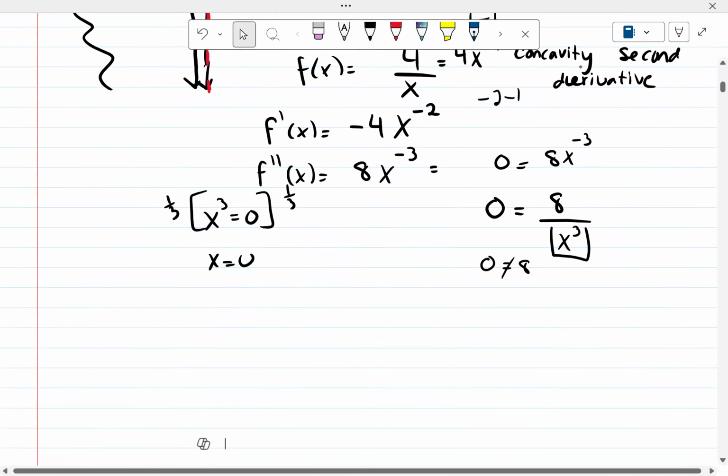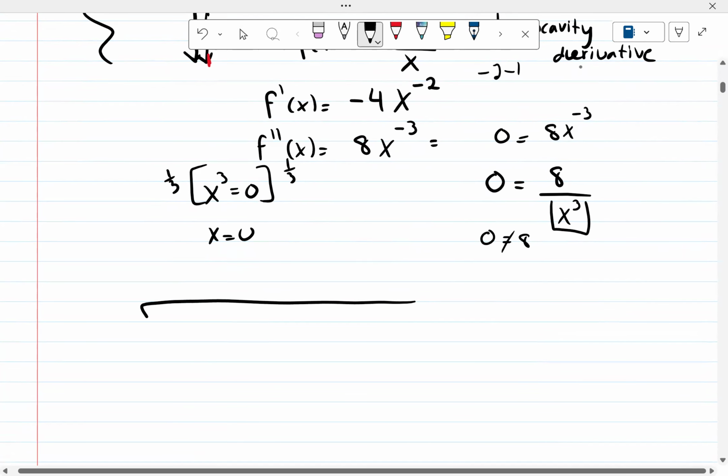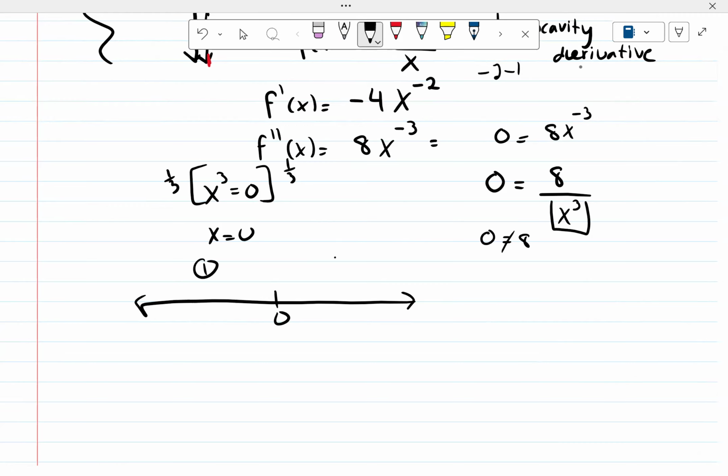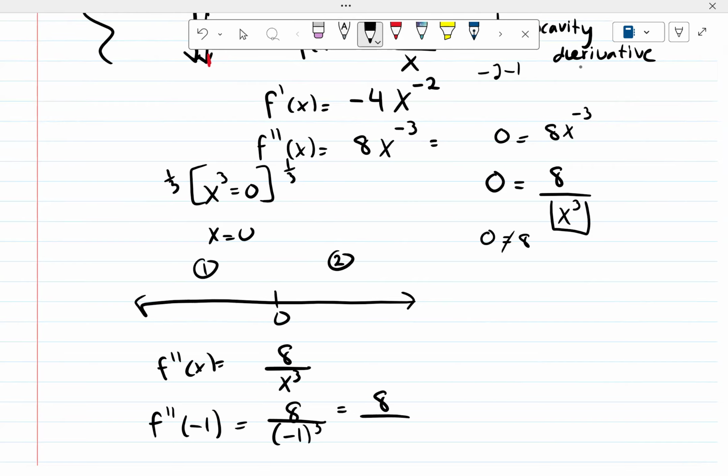Okay, so let's test it. We have one critical value at x equals 0, so we've got to test the left side of 0 and the right side of 0, and we're going to put it in f double prime. So f double prime is 8 over x cubed. Now let's test region 1, a number less than 0, so how about -1? That would be 8 over -1 to the third, so that's 8 over -1, which is -8. It's a minus, so you put a minus.